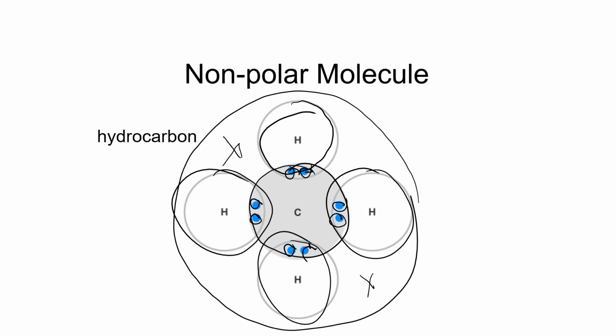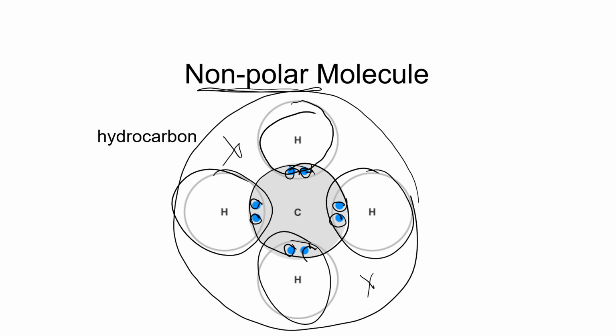There's no charge, right? There's no positive and there's no negative side. So what we call hydrocarbons is nonpolar. They don't have a positive and a negative side because the electrons are nicely distributed throughout the molecule.